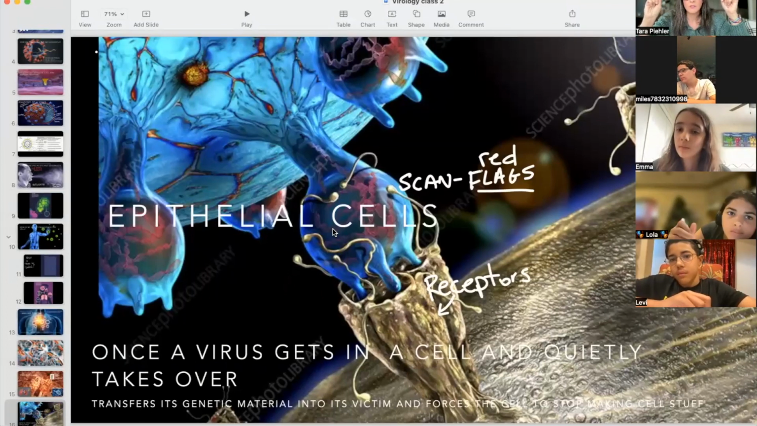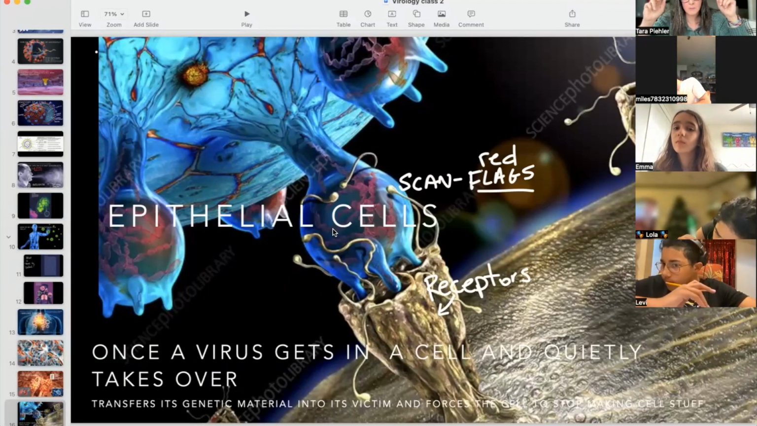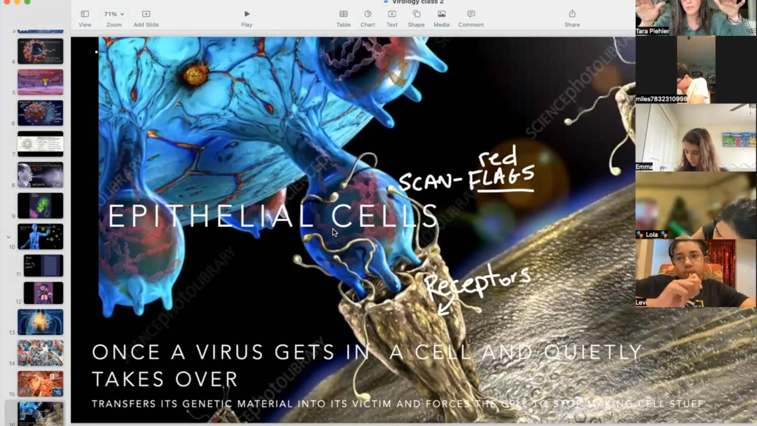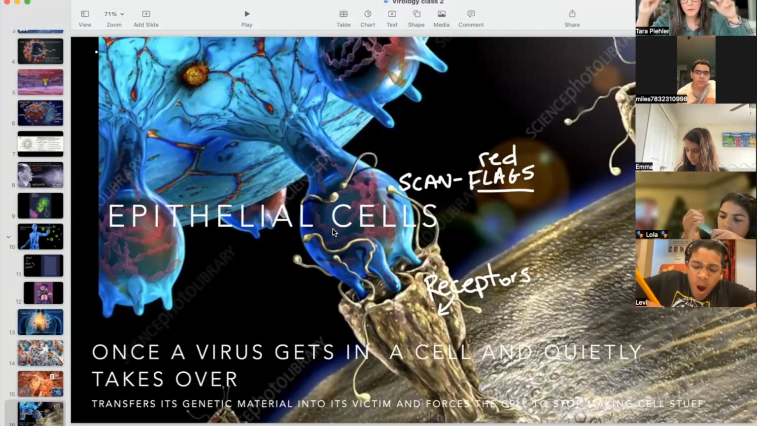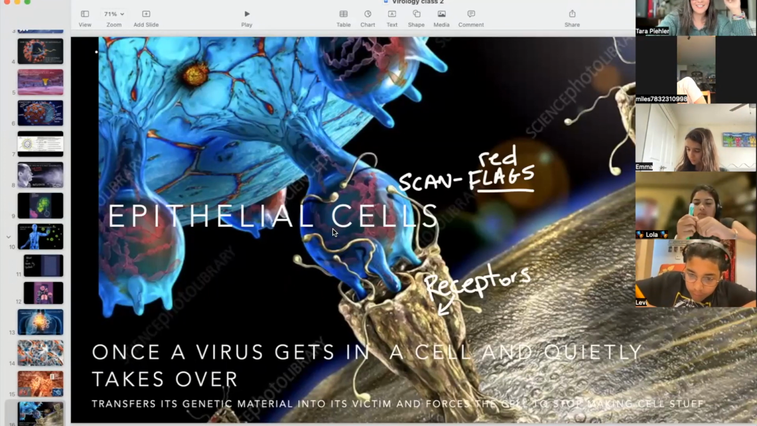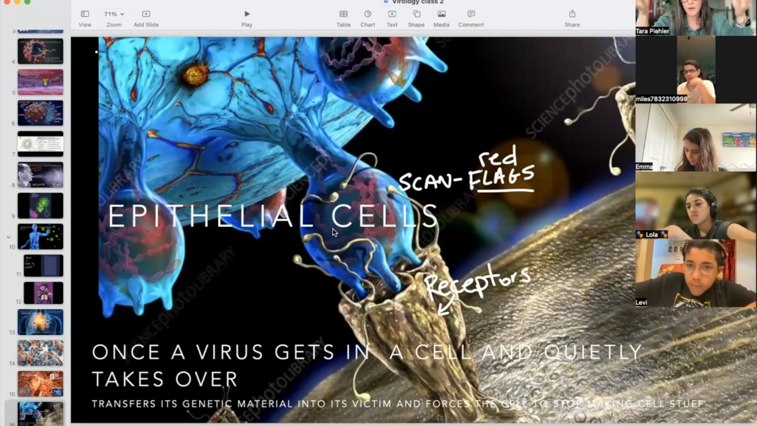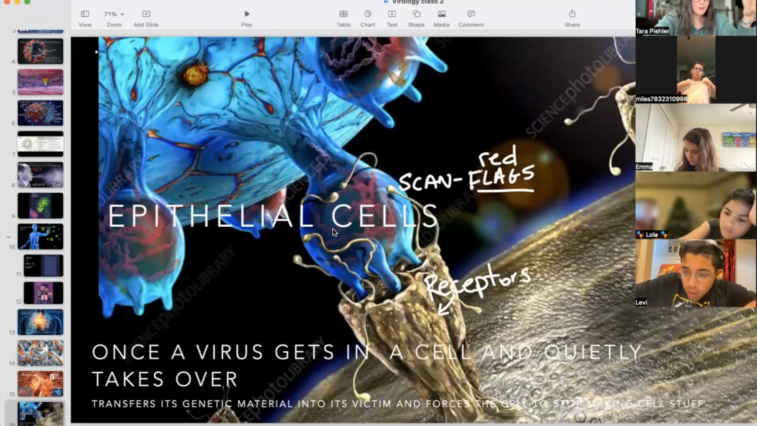All right. So once a virus can hook to these by certain receptors, it can then take over. That's where it transfers its genetic material to its victim, and the victim is unfortunately our cells. Now we can scan for flags. When we were learning about the cell last time, we learned that some proteins have flags like, hey, macrophage, there's a virus here. But unfortunately, this one virus has gotten into one of our cells. That's very unfortunate, but it happens all the time.